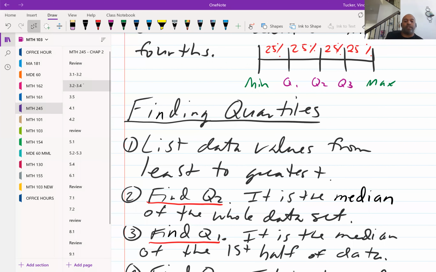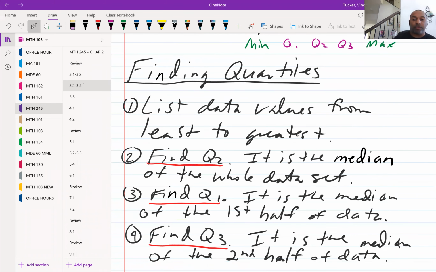So we're going to list our data values from least to greatest. We want to find our quartiles. That goes back to what we just finished mentioning, because your quartiles are just medians. They're just middle values. So if you look at the second step, we're going to find Q2 first. That's the median of the whole data set, the middle value of the whole data set. Q1 is going to be the median of the first half of data. And then Q3 is the median of the second half of data. So all of them are medians. In other words, all of them are middle values.